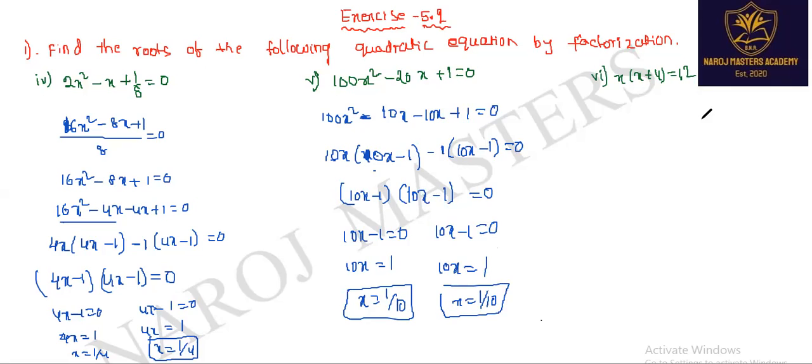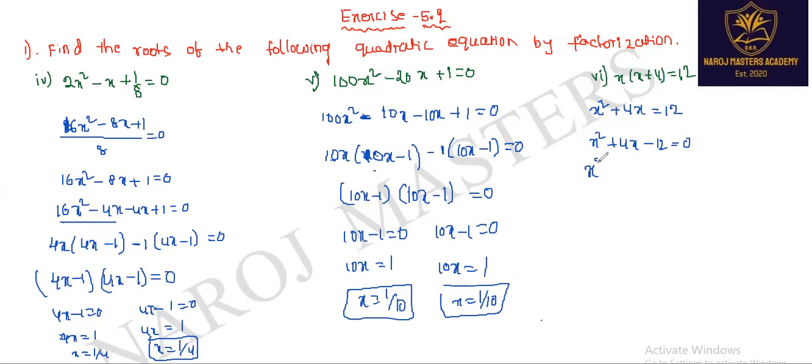Now look at the third question. X into x plus 4 is equal to 12. First of all, it is not in the form of a quadratic equation, so convert it into the form of a quadratic equation. So x into x is x square, x into 4 is 4x, that is plus 4x equal to 12. Now bring this 12 to this side. So x square plus 4x minus 12 equal to 0. Now we know the trick first of all, but no need to use it here. So simply we will get this one. So make this 4x is equal to 6x minus 2x. If you don't know how to solve the quadratic equation by the factorization method, use the trick.